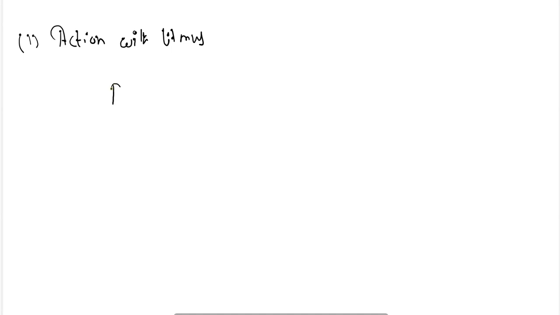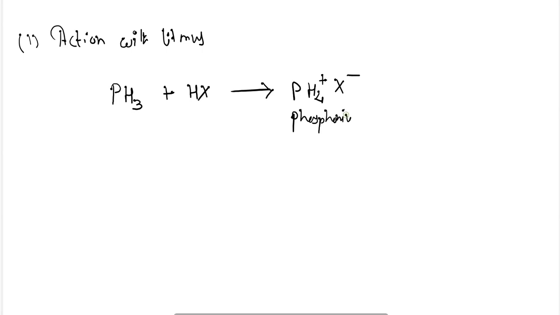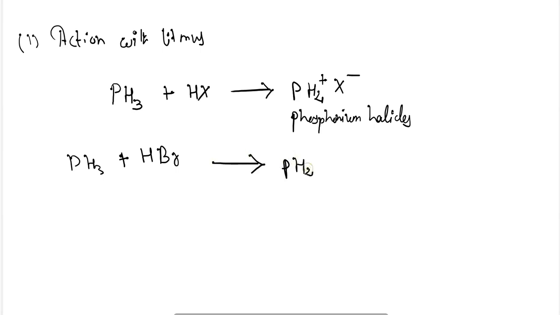Okay, it is feebly basic means it is very low basic in nature, and with halogens it will form salts such as phosphonium halides. Okay, one example we can take here, PH3 plus HBr, it will form PH4Br, that is phosphonium bromide.